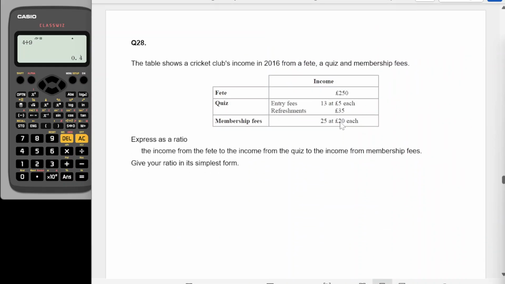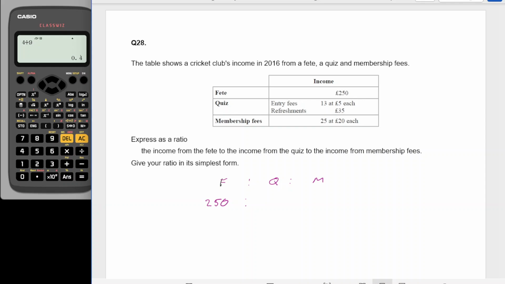Question 28. The table shows a cricket club's income in 2016 from a fete, a quiz, and membership fees. Express as a ratio the income from the fete to the income from the quiz to the income from the membership fees. Give your answer as a ratio in its simplest form. So we've got F to Q to membership. Right, so straight away we're told that that's 250. The quiz, entry fee and refreshment, so 13 at 5 and 35.